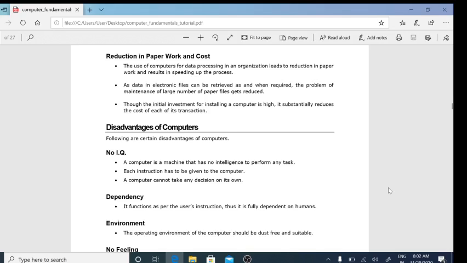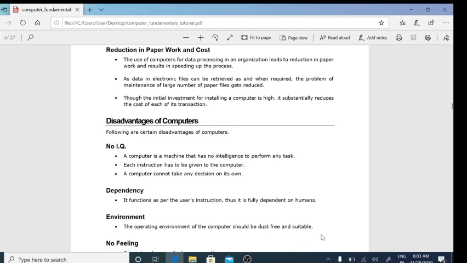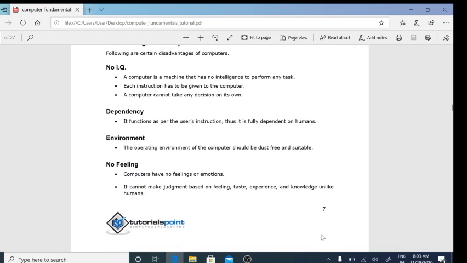Dependency. It functions as per the user's instructions. Thus, it is fully dependent on humans. The operating environment of the computer should be dust free and suitable. Computers have no feelings or emotions. It cannot make judgments based on feeling, taste, experience, knowledge, unlike humans. It means it cannot replace a human.